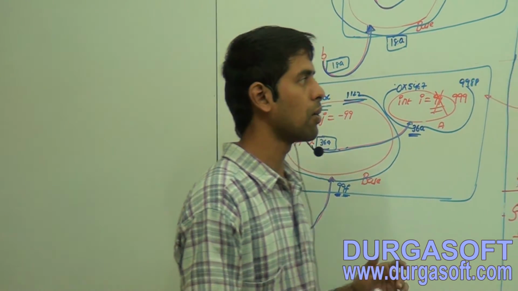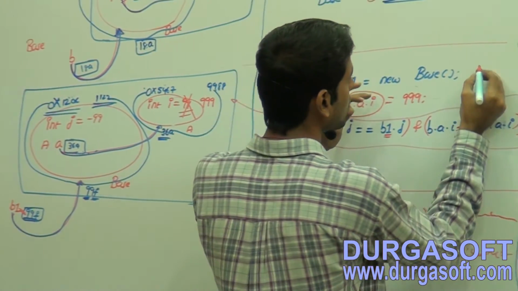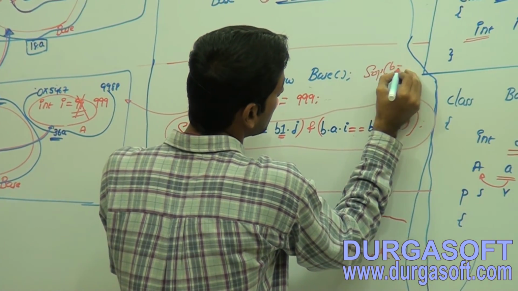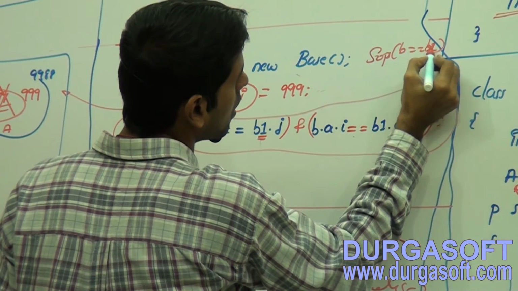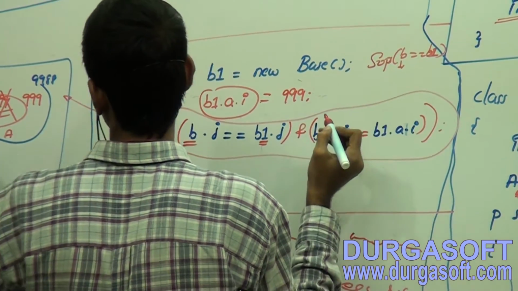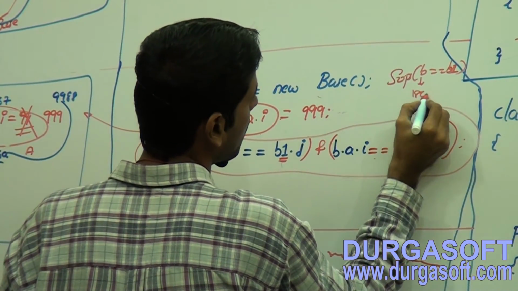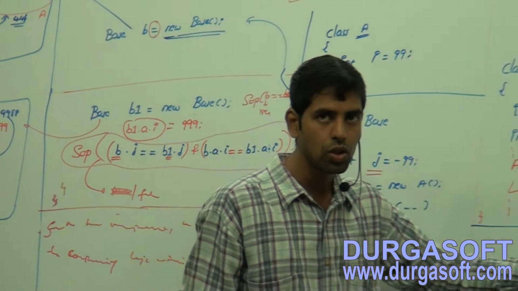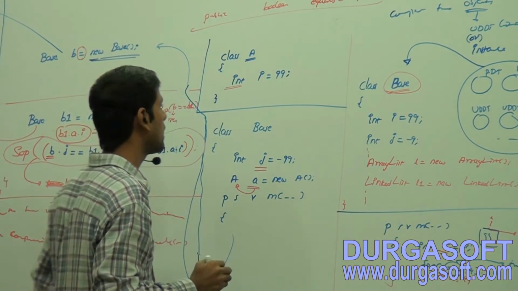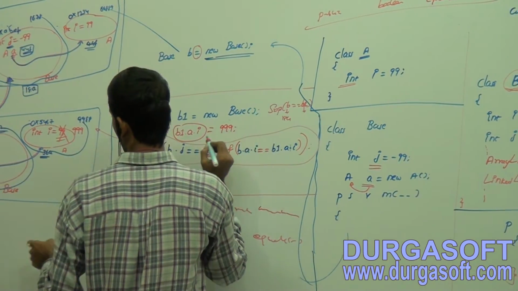Observe here. Now if I use SOP of B double equals B1, what will be the output? What is B's referred value? 18a. Like our int i referred value is 99. Now what is B1's referred value?